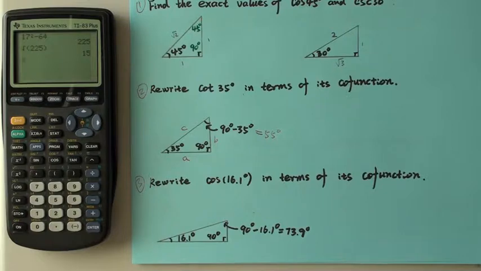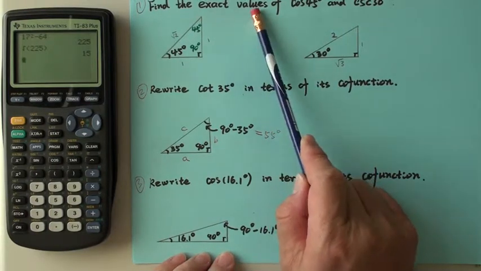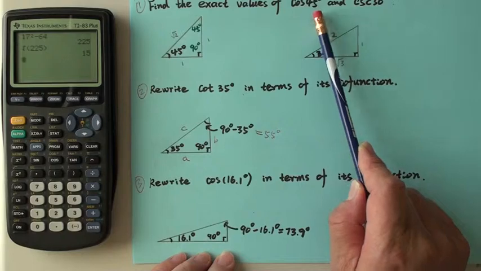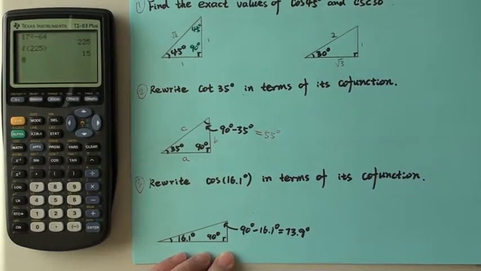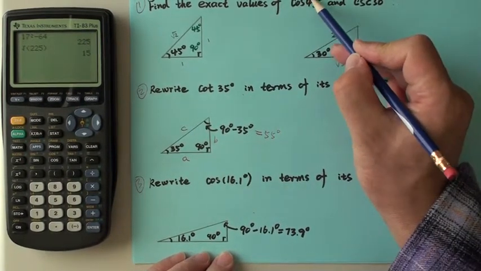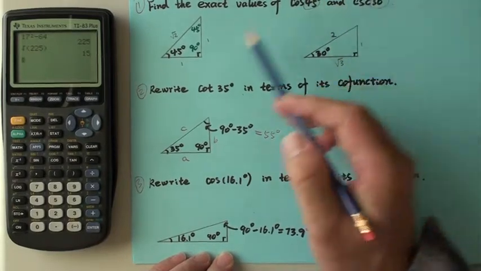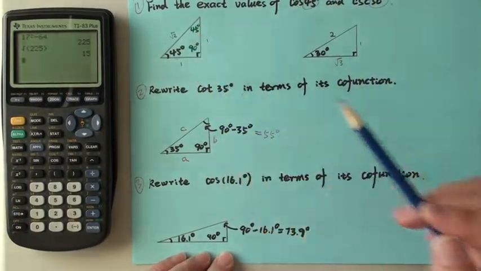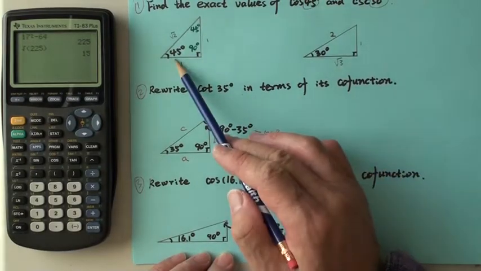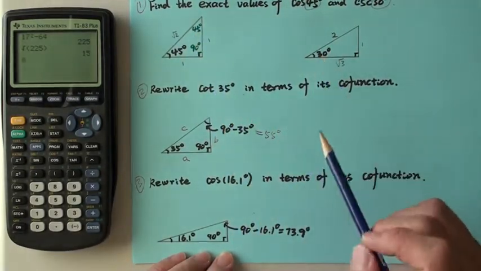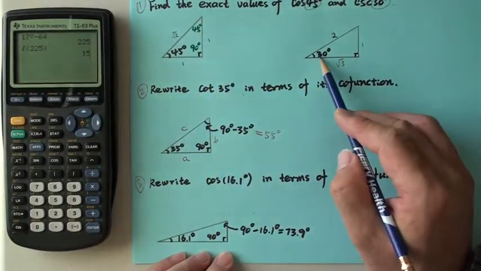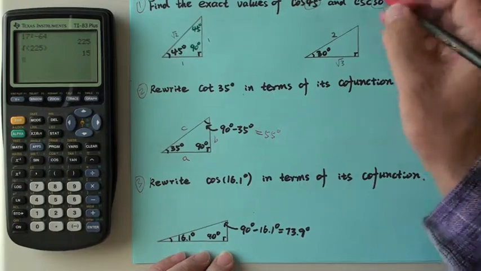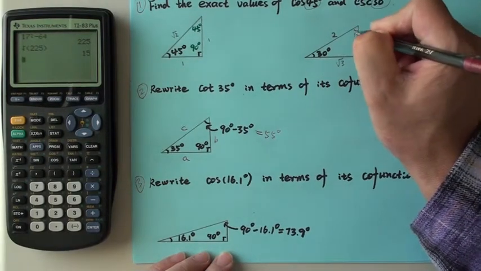Now, the first one is that we want to find the exact values of cosine 45 and cosecant 30 degrees. Once you see these special angles, it's better to have a graph. 45 degrees, 30 degrees. Here is 45, then here is 45. Here is 30. I believe everyone knows, here is 60.